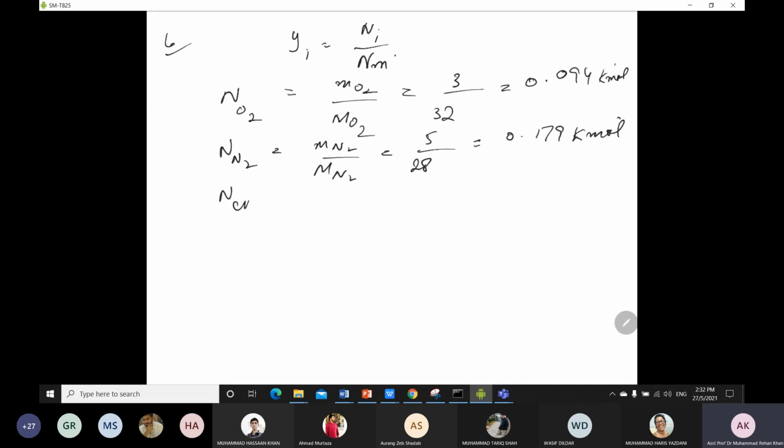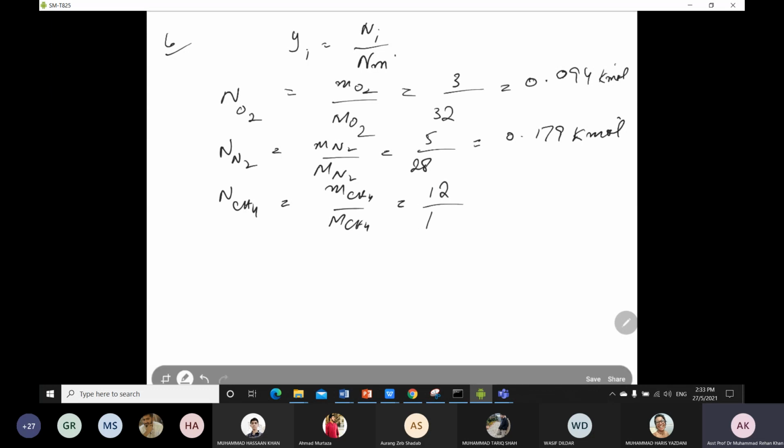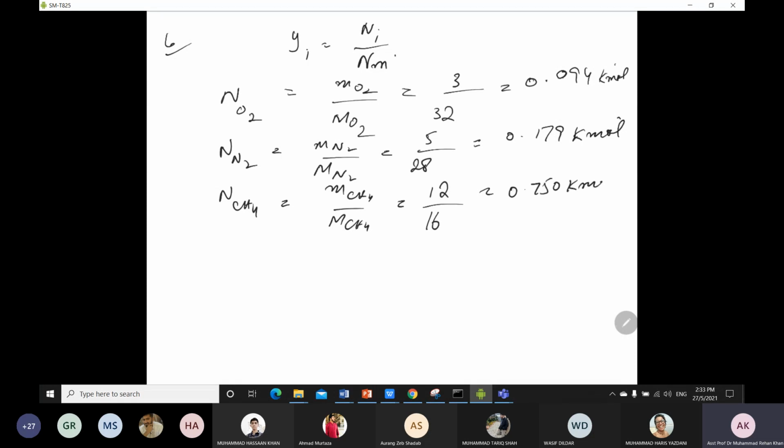The number of moles of CH4 is equal to the mass of CH4 over the molar mass of CH4, which is 12 kg of mass and 16 kg per kilomole of molar mass. It will be equal to 0.750 kilomole.